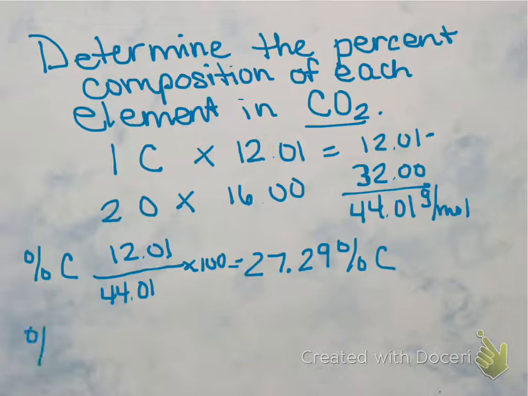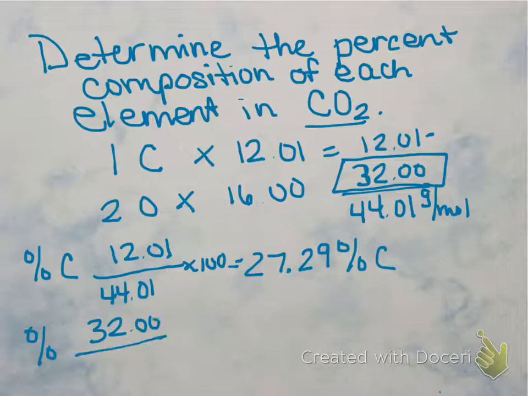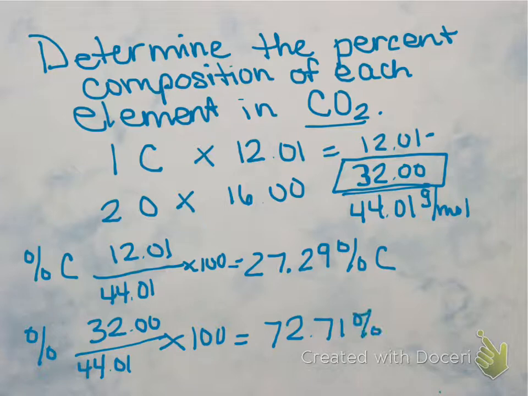I can do the oxygen, and if I do that, now don't take 16, you want to take the mass of all of the oxygen. So we're going to take 32 divided by 44.01 times 100. Plug that into my calculator: 32 divided by 44.01 times 100. My compound is 72.71% oxygen.